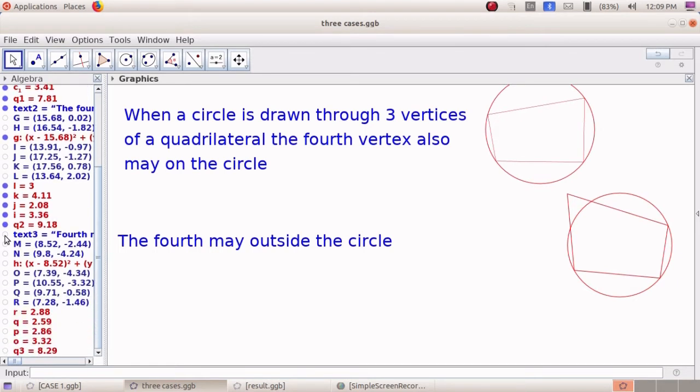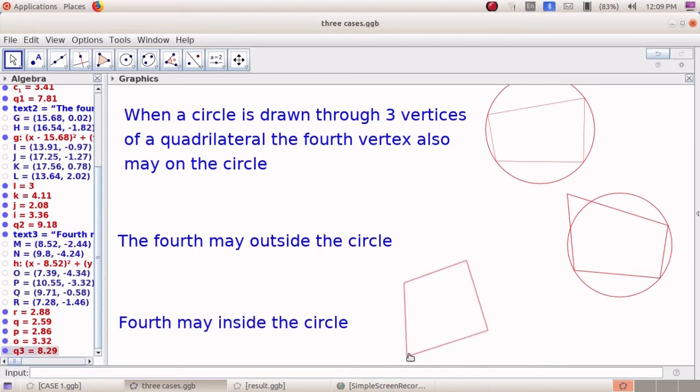At that time, the fourth point can be inside the circle, like this. If we draw a circle through these three vertices, at that time this can be inside the circle, like that. Now come back to the first case. Here we see the sum of the opposite angles gives the sum 180 degrees, and so we conclude that is the condition for a quadrilateral to be cyclic. That we will prove by taking these two cases.